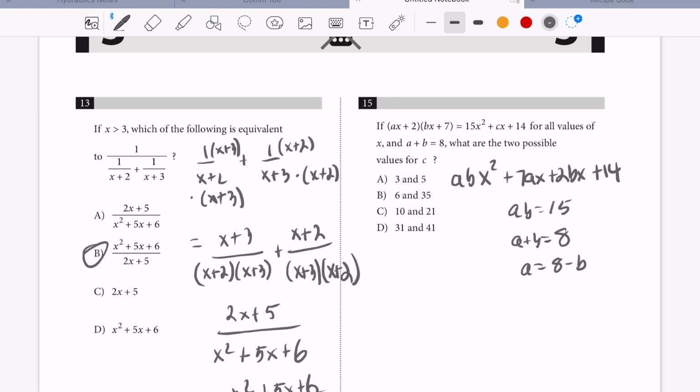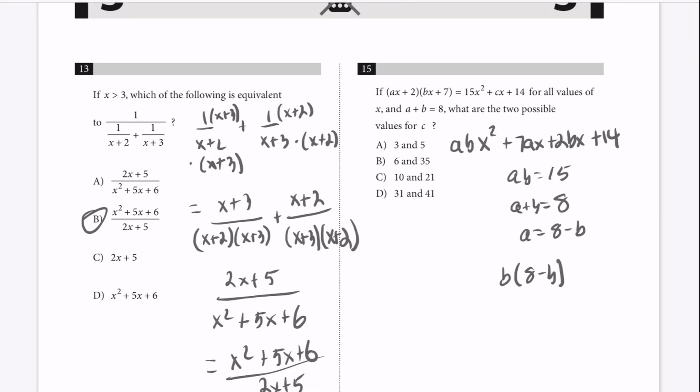So we know that a is equal to 8 minus b now. So b times 8 minus b is going to be equal to 15 in this case. And let's go ahead and expand this out. We're going to get that negative b squared plus 8b equals 15. And let's rearrange this to be b squared minus 8b plus 15.